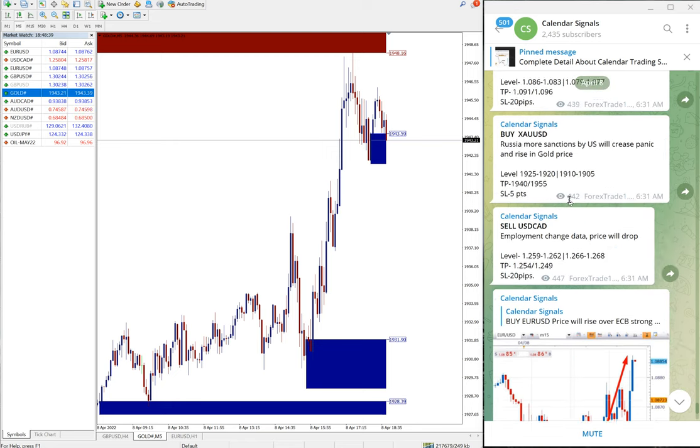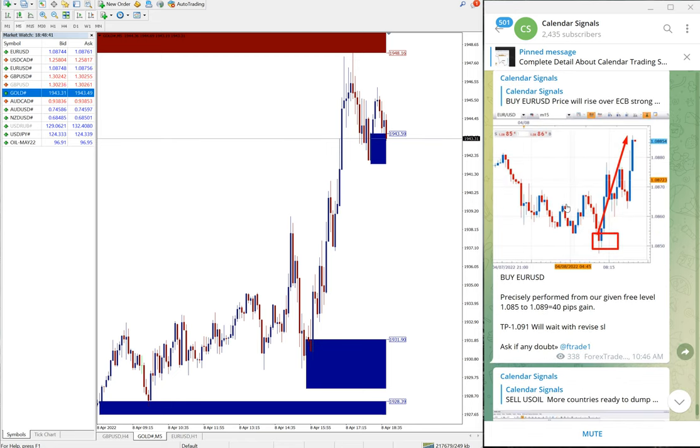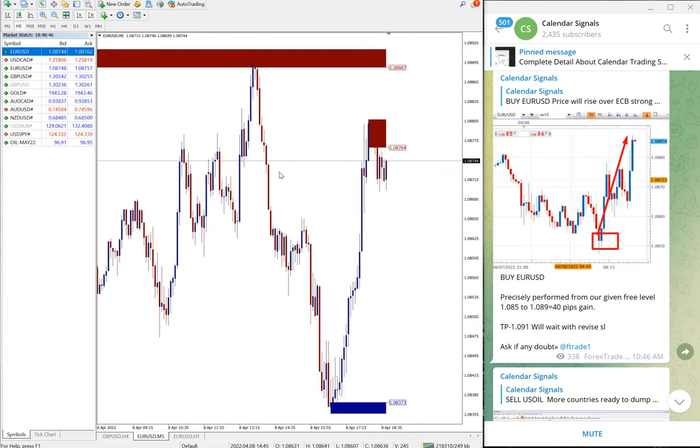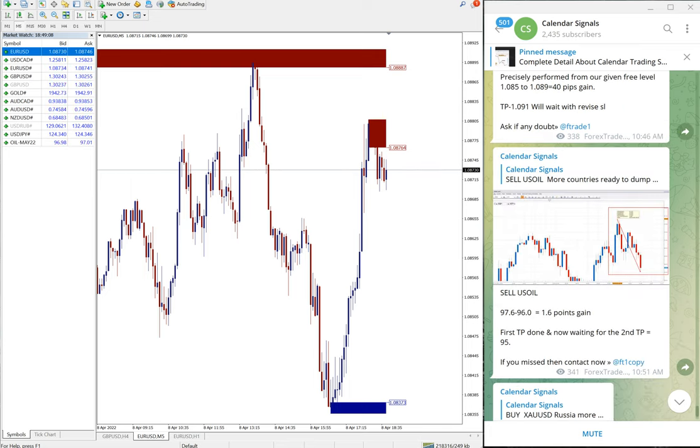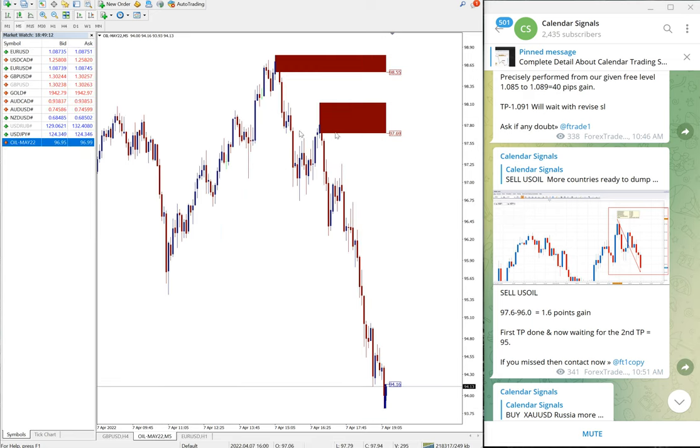So these are the signals we gave today. And EURUSD performed from 1.085 till 1.089, which is 40 pips gain, which is a small profit, but performed from our level. And we also mentioned that we will wait for the target with a revised SL so that our clients will not make a loss.